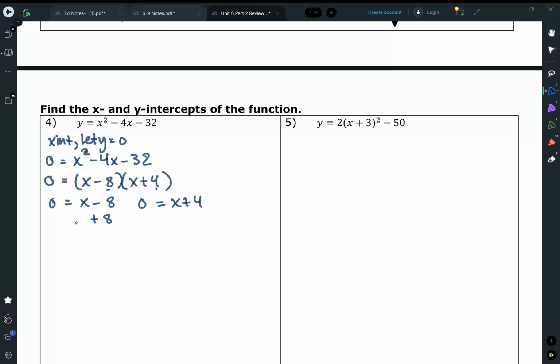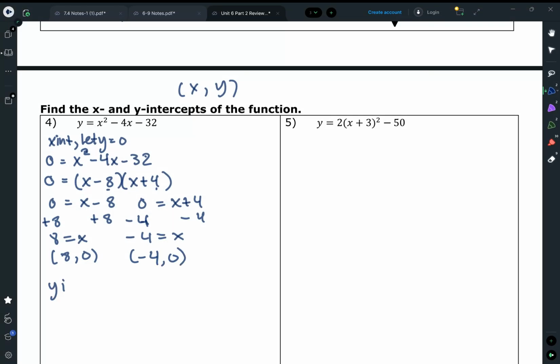Let's go ahead and solve those. So either 8 is x or negative 4 is equal to x. And we want to write those as intercepts. Since I started out with y and ordered pairs are always x comma y, we'll have 8 comma 0 and negative 4 comma 0.